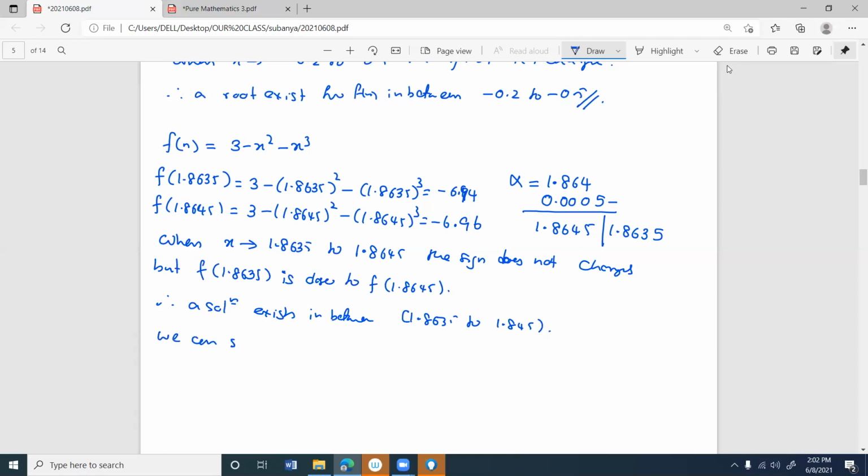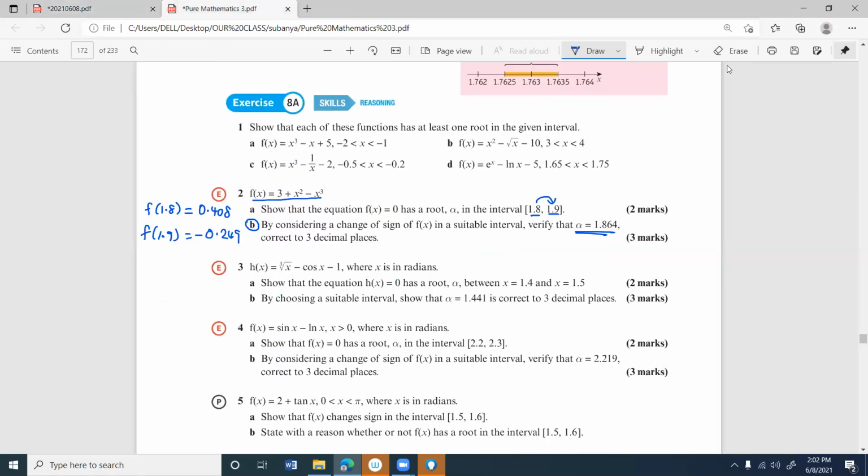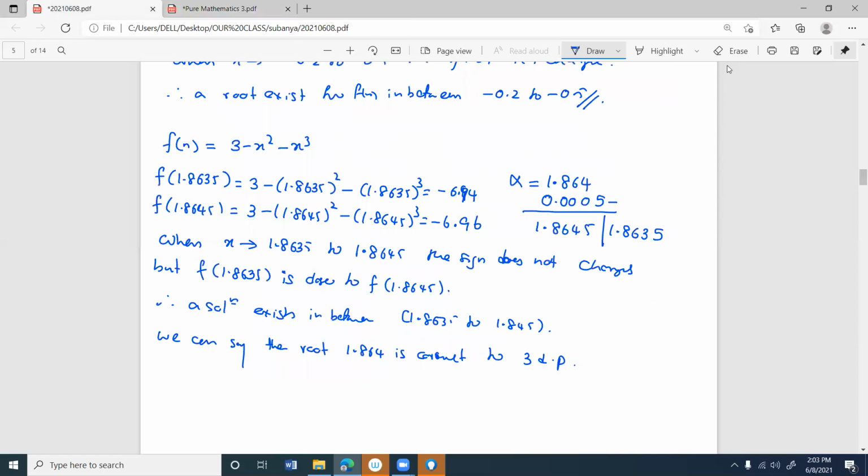We can say the root 1.864 is correct to 3 decimal points. That's a way of writing the answer for this question. You can do the first part by substitution, and the second part in this way. Sometimes the sign does not change, but the figures are almost similar. With that also we can say a root exists in between those two values. That's a way of doing it.